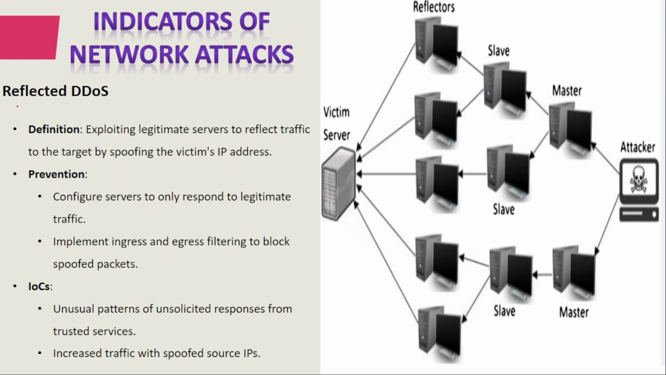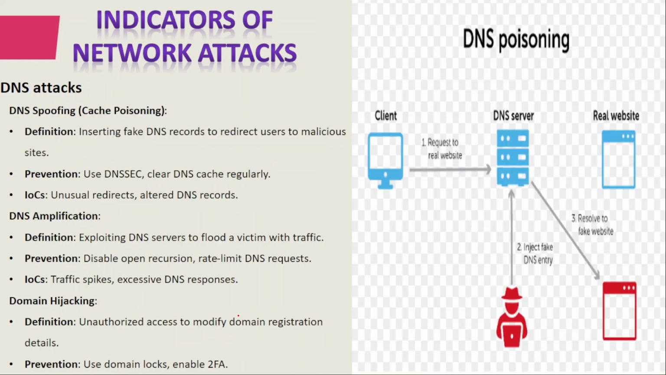Another type of DDoS attack is the reflected DDoS. So it is exploiting legitimate servers to reflect traffic to the target by spoofing the victim's IP address. Prevention include configuring servers to only respond to legitimate traffic, and implementing ingress and egress filtering to block spoofed packets. Indicators of compromise include unusual pattern of unsolicited responses from trusted services, and increased traffic with spoofed source IPs.